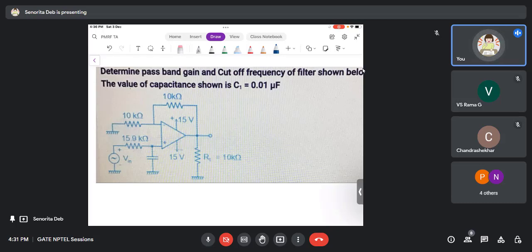So what kind of circuit is this? Can you please write in the chat box what kind of circuit it is? It is written it is a filter. So what kind of a filter is this? Anyone? What kind of a filter is this? Chandrasekhar?